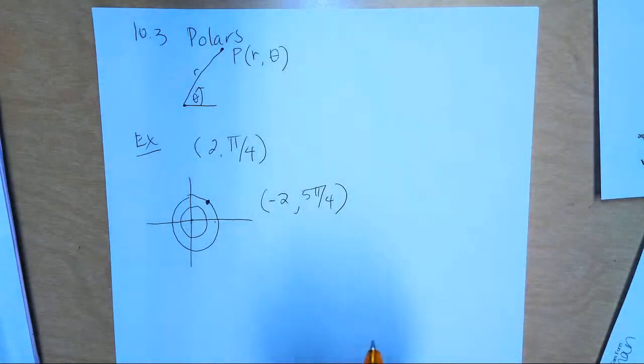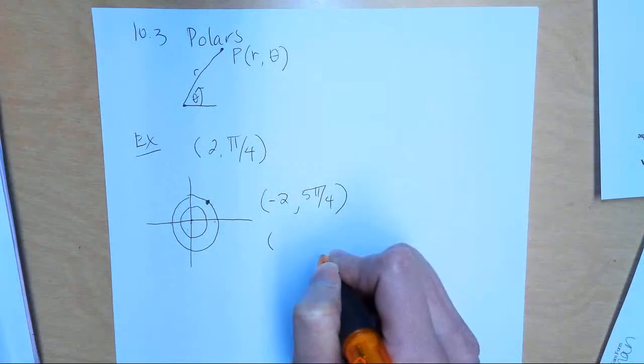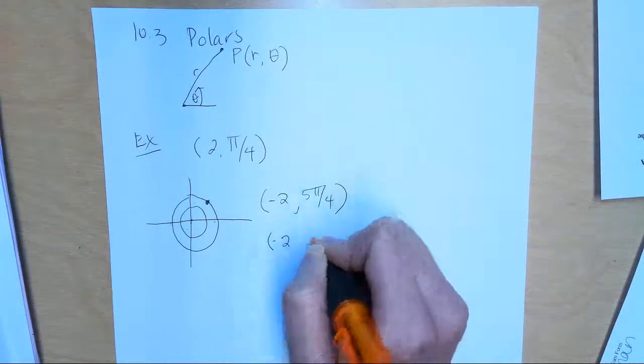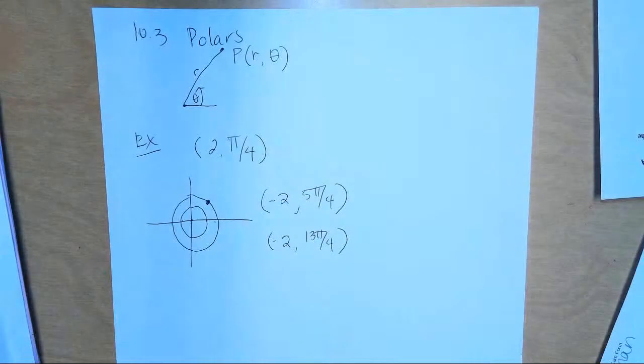Okay, what's another name? Okay, easy. Yeah, so we have this way to plot polar points. How many ways are there to name a polar point? Infinitely many.